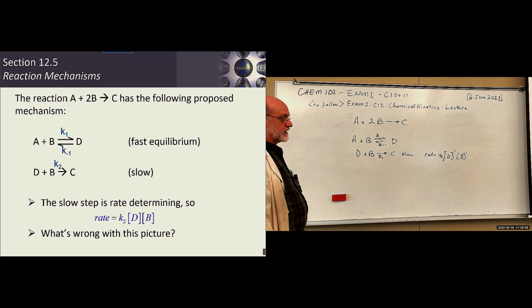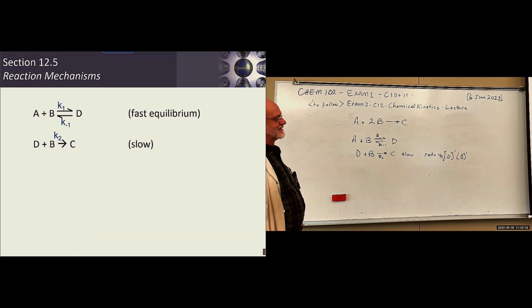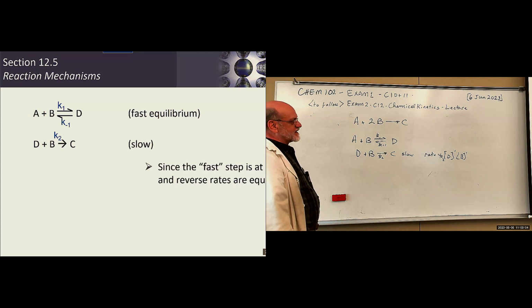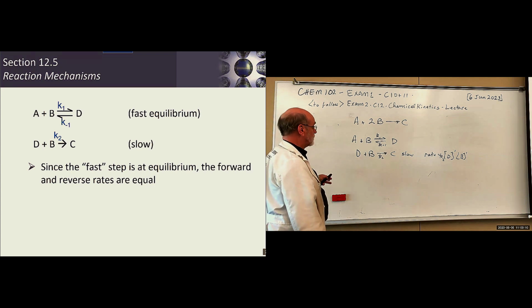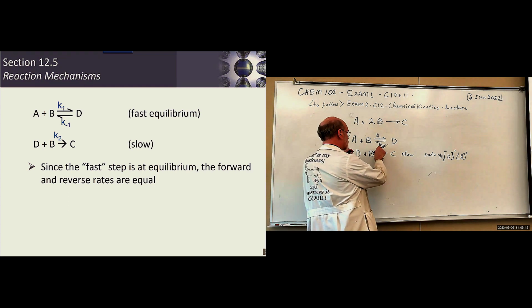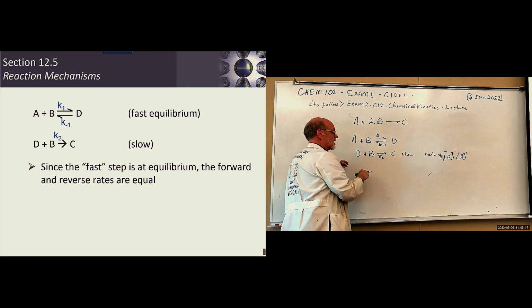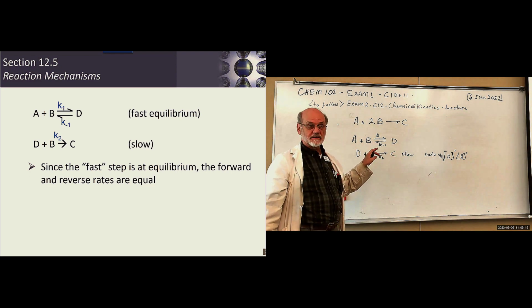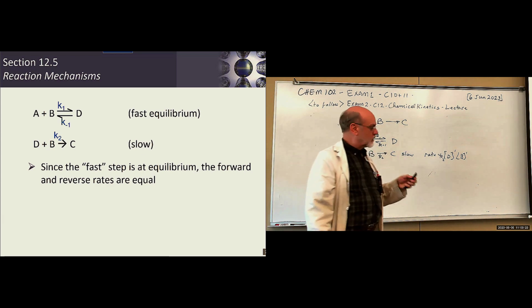Now we got to figure out how to get rid of D. All right. So we take the fast equilibrium, where the forward and reverse reactions are equal. So we write a rate expression for the forward reaction, we write a rate expression for the reverse reaction, and set them equal to each other. Because it's a fast equilibrium, their rates should be equal.